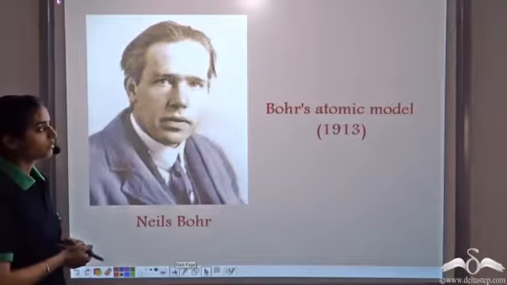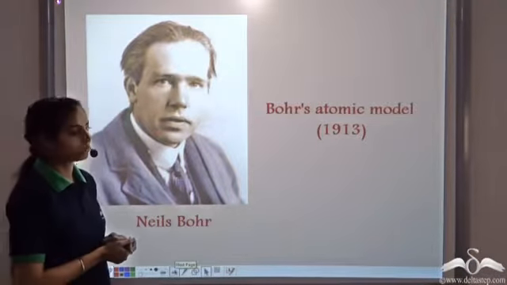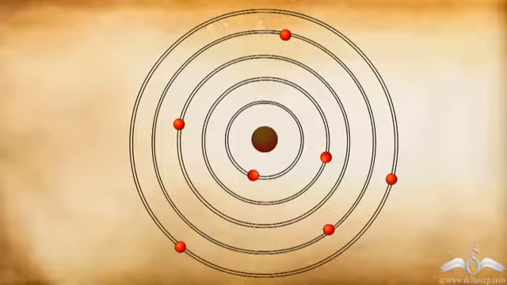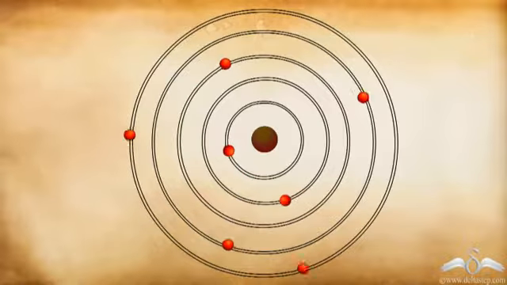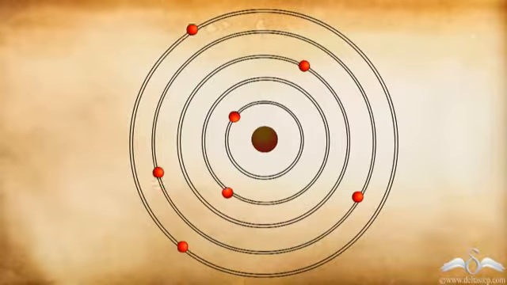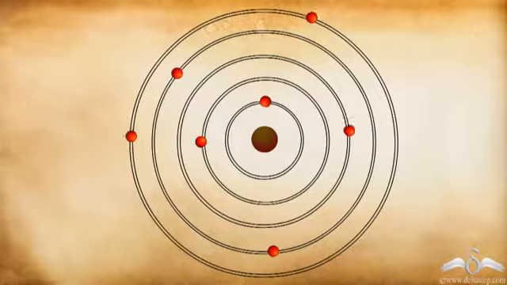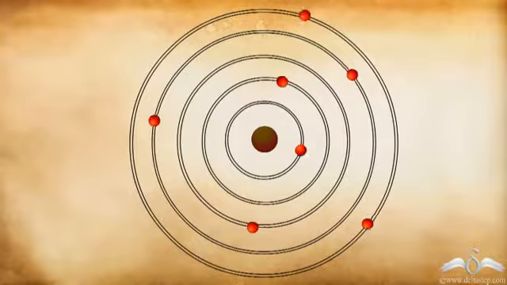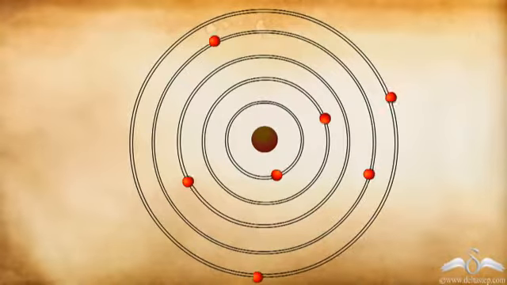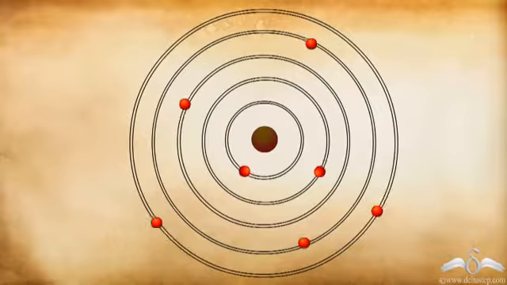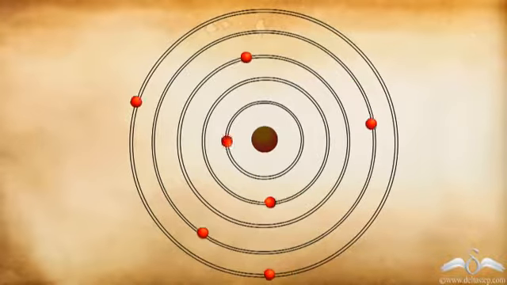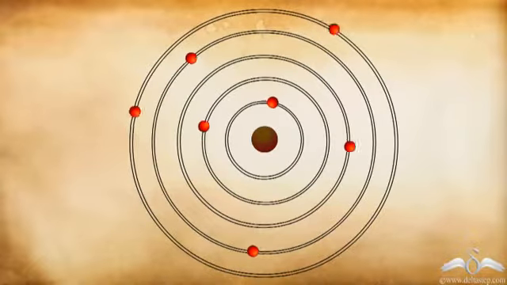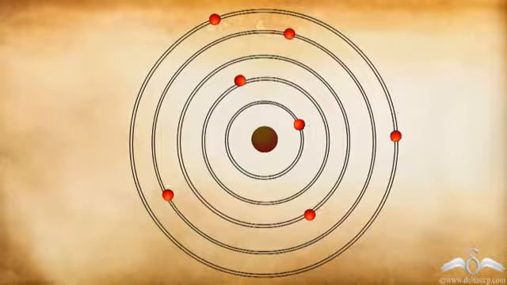So Niels Bohr, a brilliant scientist, gave his atomic model in 1913. Let's see how he explained his model. According to Niels Bohr's model, the electrons revolve around the nucleus in definite orbits. They revolve in these definite orbits in which they do not radiate energy. So only particular orbits are allowed in which the electrons can revolve without losing energy.